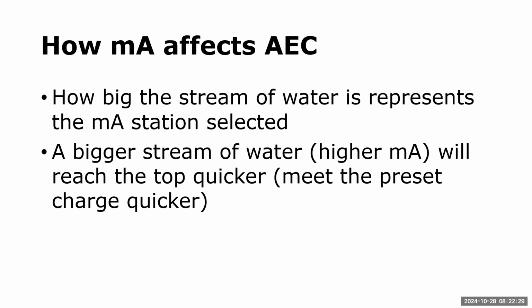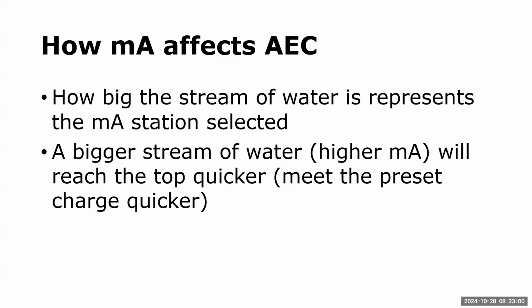Anyway, so a bigger stream of water would represent a higher MA. And that means that you're going to reach the top quicker, right? You're going to meet that preset charge quicker. So if I have one gun, right? And Avery is sitting next to me and we're battling, right? But my stream of water is much bigger than his. I'm going to win, right? I'm going to get to the top faster.